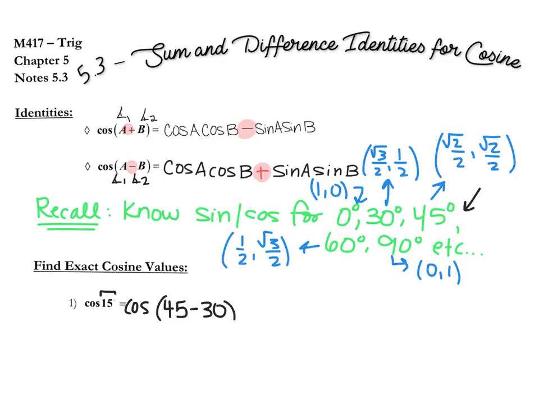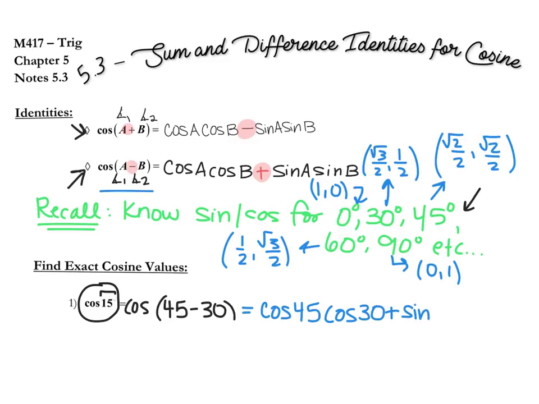Now I have rewritten this expression in the format of my two formulas, and I can apply. This is a subtraction problem, so I'm going to apply the second formula. Since it's the subtraction of two angles, I can write this out as cosine of angle A, which is 45 degrees, times cosine of angle B, which is 30 degrees, plus, remember, it's a plus here, sine of 45, that's angle A, and sine of 30.